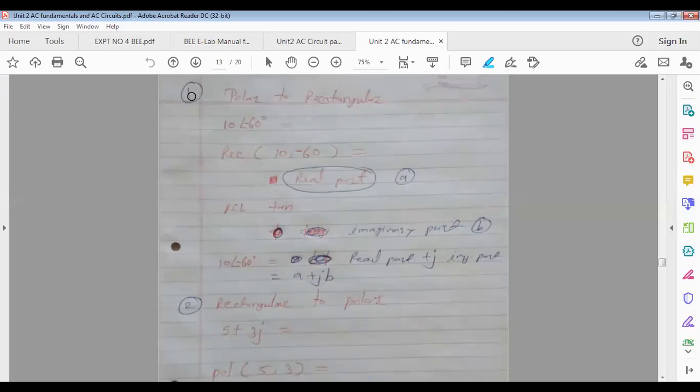Suppose it is given to you that you have to do division or multiplication, and the terms are given in rectangular. Suppose for impedance you have to do Z1 into Z2 or Z1 by Z2. Suppose two impedances are connected in parallel. So what is its equivalent? Z1 into Z2 divided by Z1 plus Z2. Now there you have to do multiplication, and Z1 and Z2 are given in rectangular, so you can't do multiplication. For that, what you have to do? Convert them first into polar and then you can multiply them.